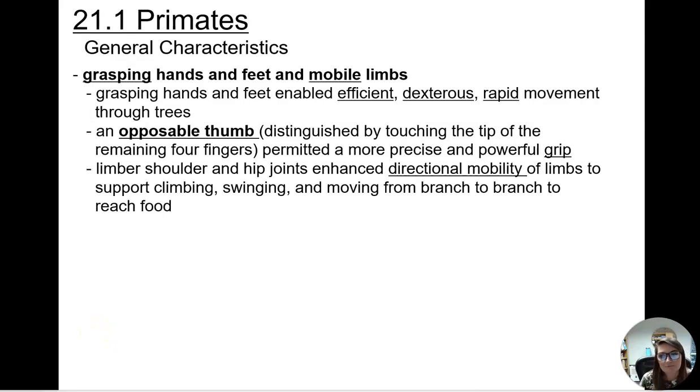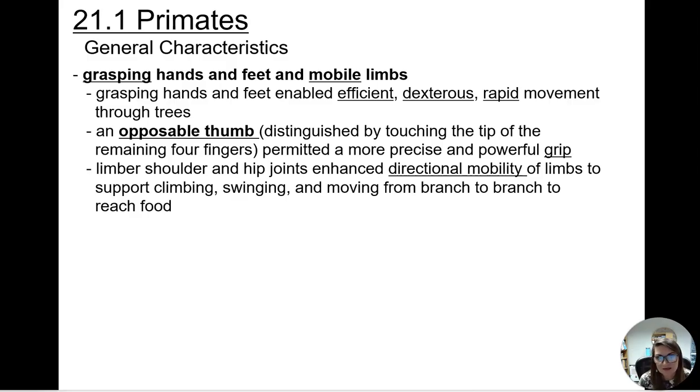Next, we see some characteristics start to develop that are going to be very important. We're going to have grasping hands and feet with mobile limbs. These grasping hands and feet are going to enable them to be efficient, dexterous, and rapid moving through the trees. An opposable thumb is also going to be very important.